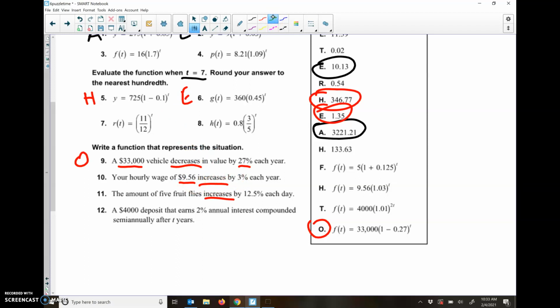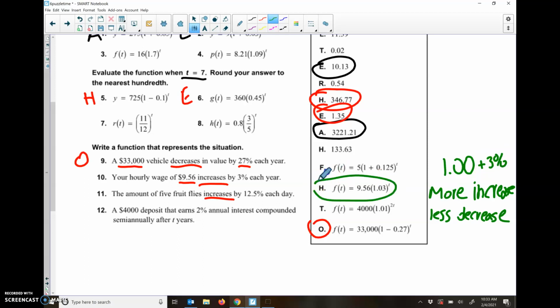Okay, if we look at the next one, an hourly wage of $9.56 increases by 3%. So remember, if it's at 100% or 1.00, that means it's staying the same. If it's more than that, that's an increase, and if it's less, it's a decrease. So if it's an increase by 3%, that means we need to add that 3% there. And adding 3% looks like that, letter H. Okay, the amount of fruit flies increases by 12.5% each day. So again, we're looking for an increase of 0.125 because that is 12.5%, so letter F.